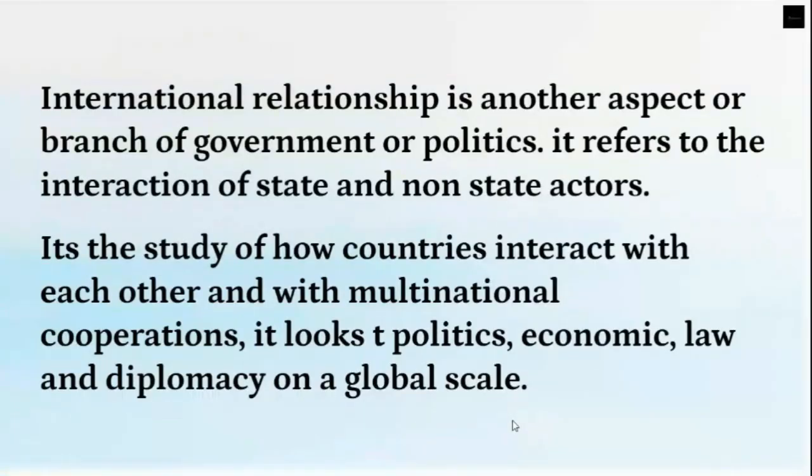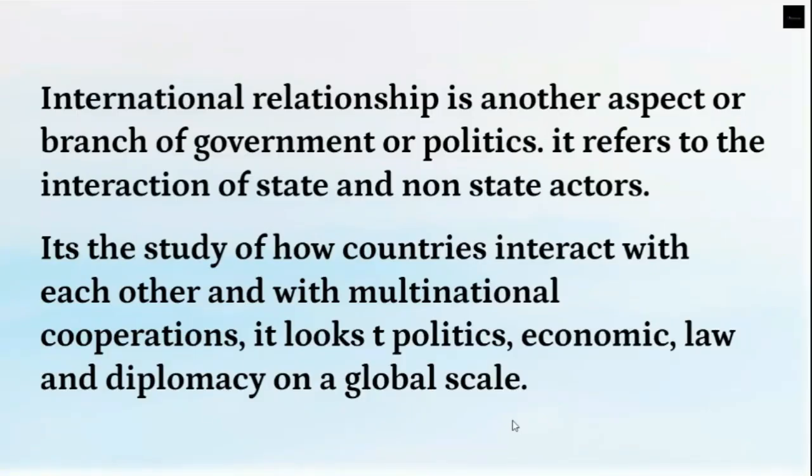Now it refers to the interaction of state and non-state actors. It is the study of how countries interact with each other and with multinational corporations. It looks at politics, economics, law, and diplomacy on a global scale.